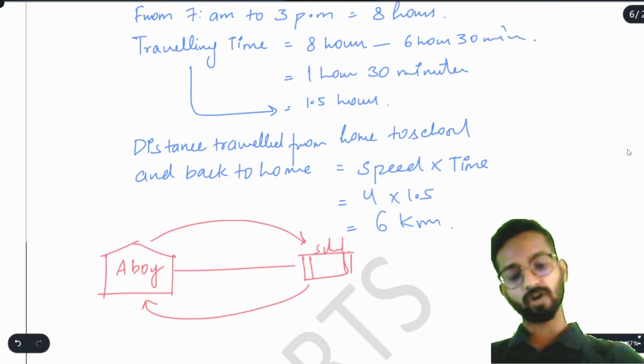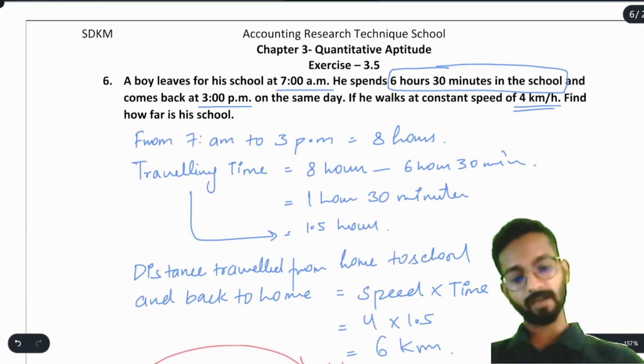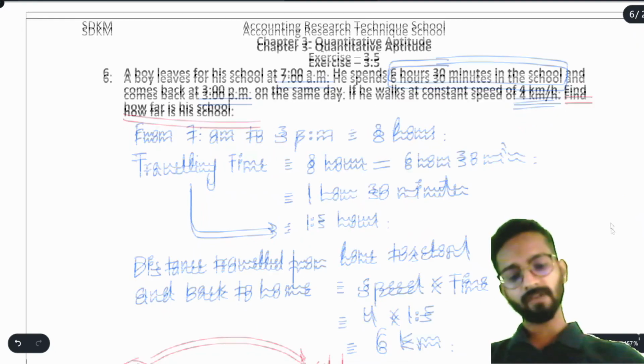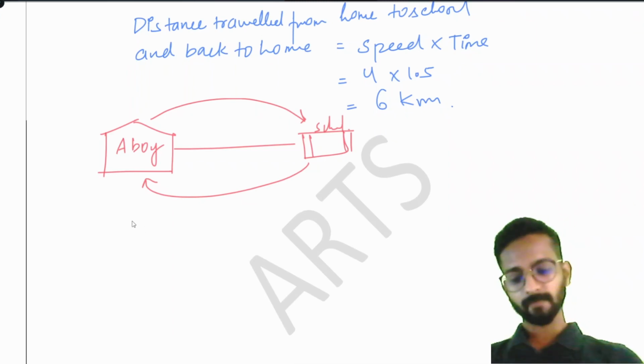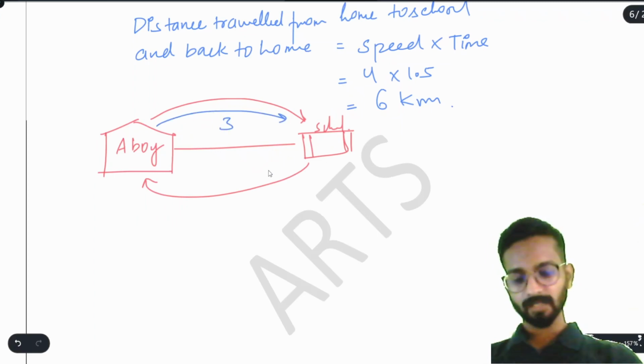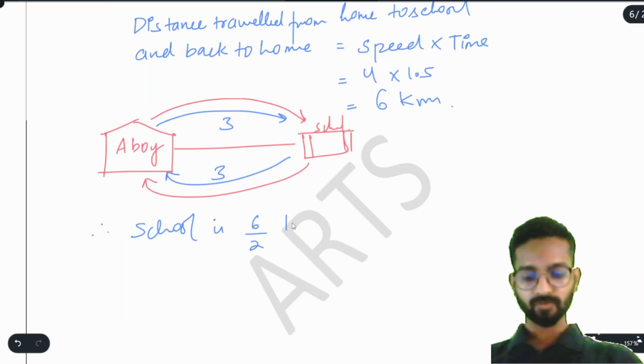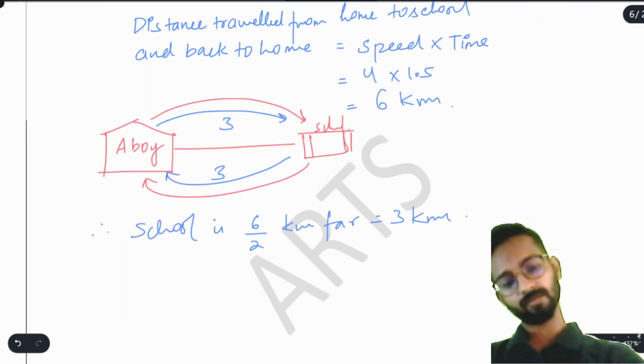Now if I ask you how far is his school? You will say, sir, very simple. Total distance is 6 kilometers. It means school is 3 kilometers far. Why? He will go 3 kilometers. He will come back 3 and it will become 6 kilometers. Therefore, school is 6 by 2 kilometers far. That is 3 kilometers. Very simple. Now, moving further.